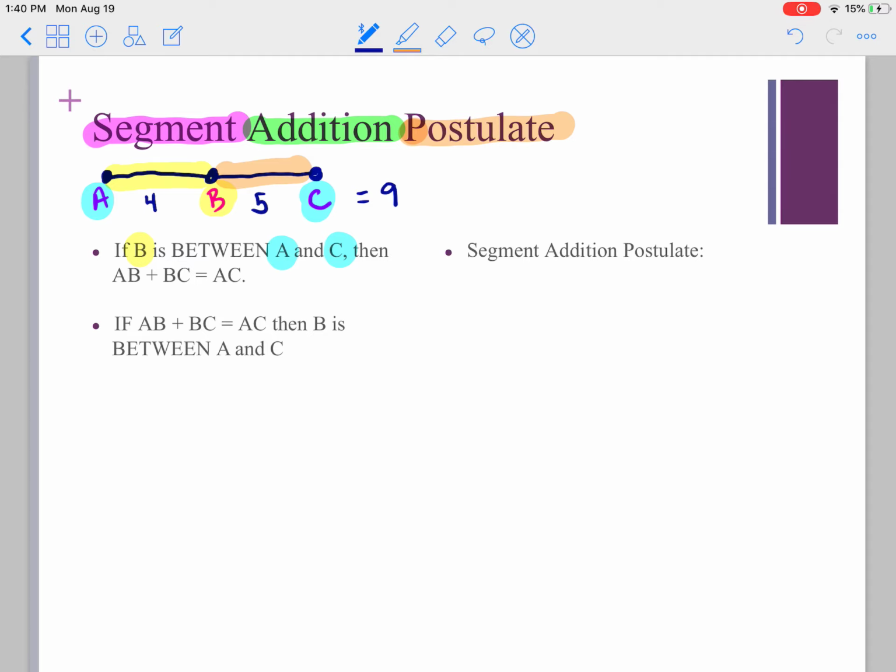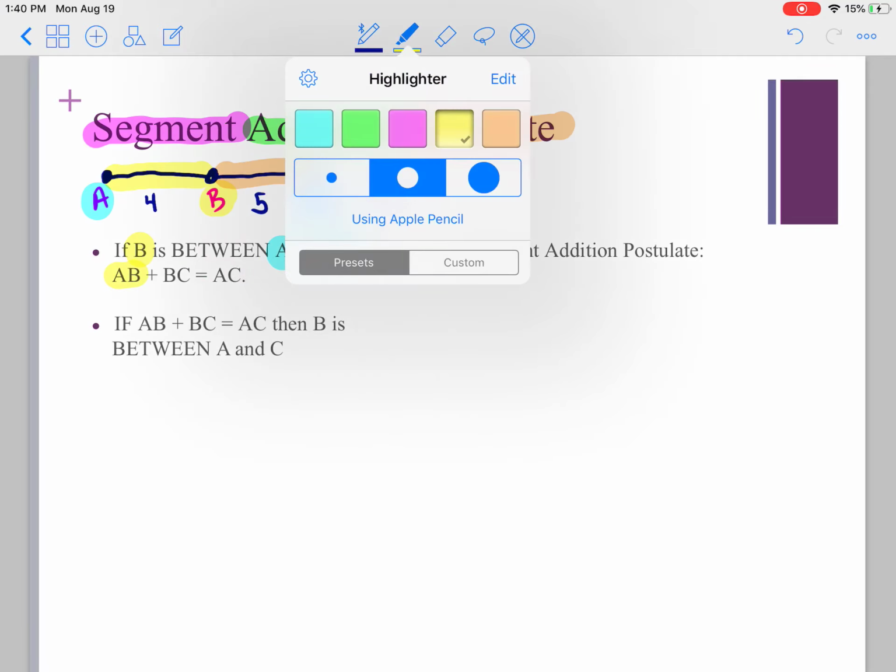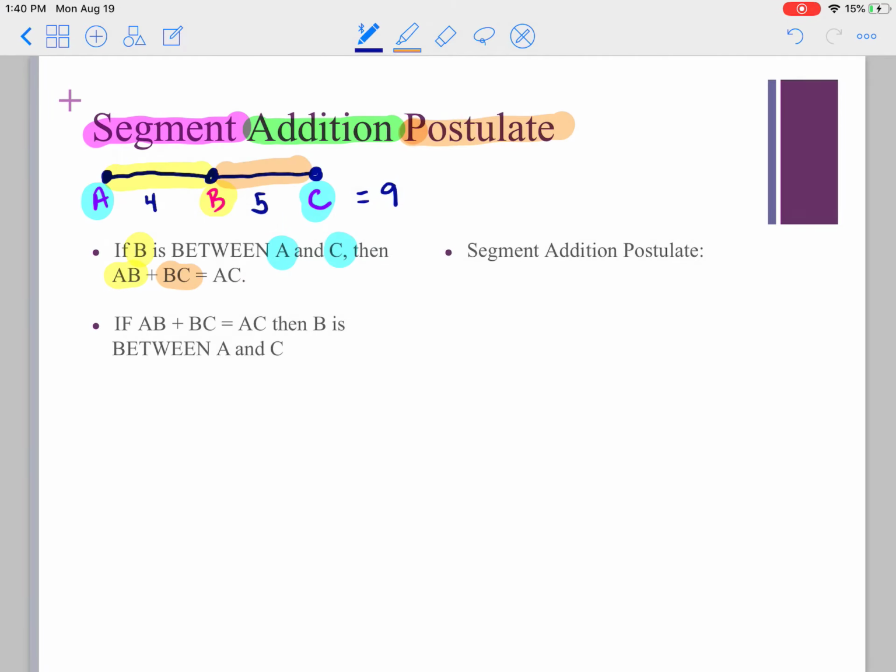And so in this case, if I were to draw it down here, and I were to say this is A and this is B, then what it would look like is 4 plus 5 equals the total distance of 9. Okay, so we're just taking the two smaller segments, adding them together to equal the larger segment. And so then what we can also say is go the other direction.